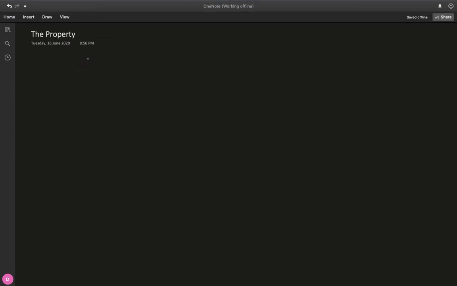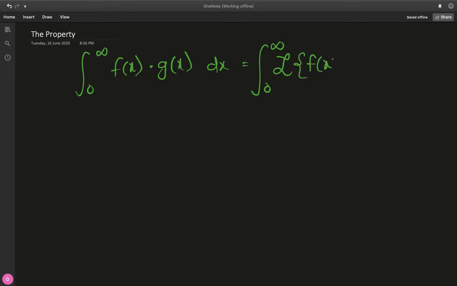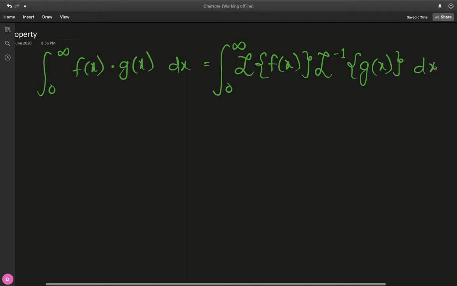So this new property that we have roughly says that, say if we have an integral from 0 to infinity of a product of two functions, say f of x times g of x, integrated with respect to x, then you can write this as the integral from 0 to infinity of the Laplace transform of one of them, say f of x in this case, times the inverse Laplace transform of g of x dx.